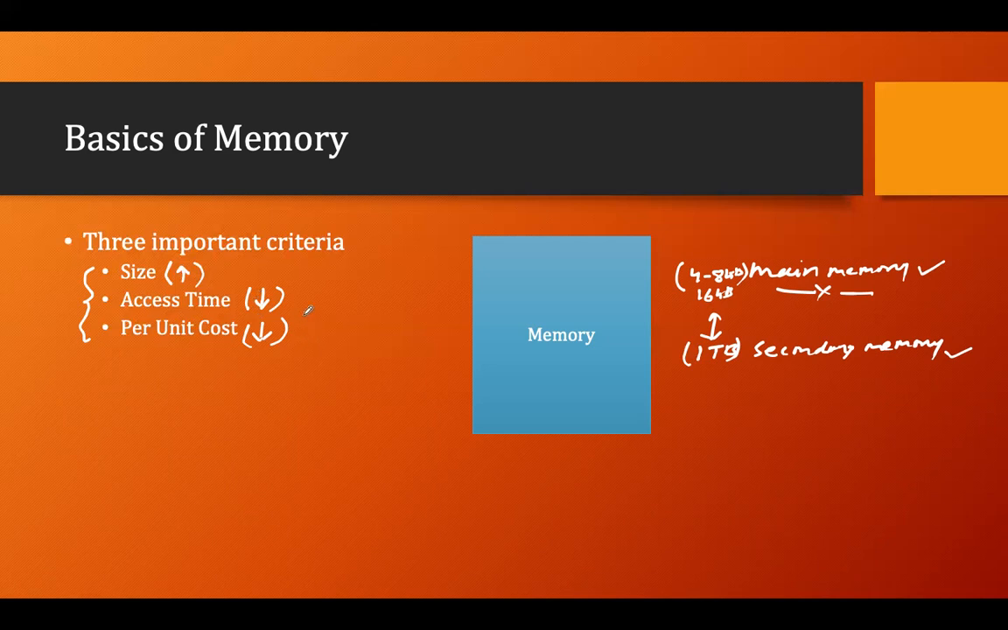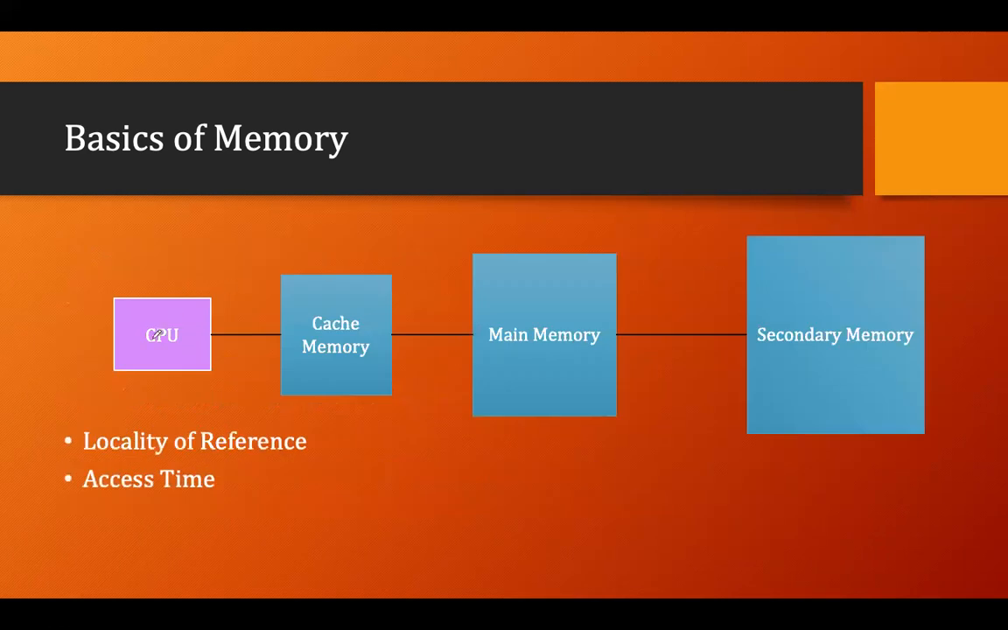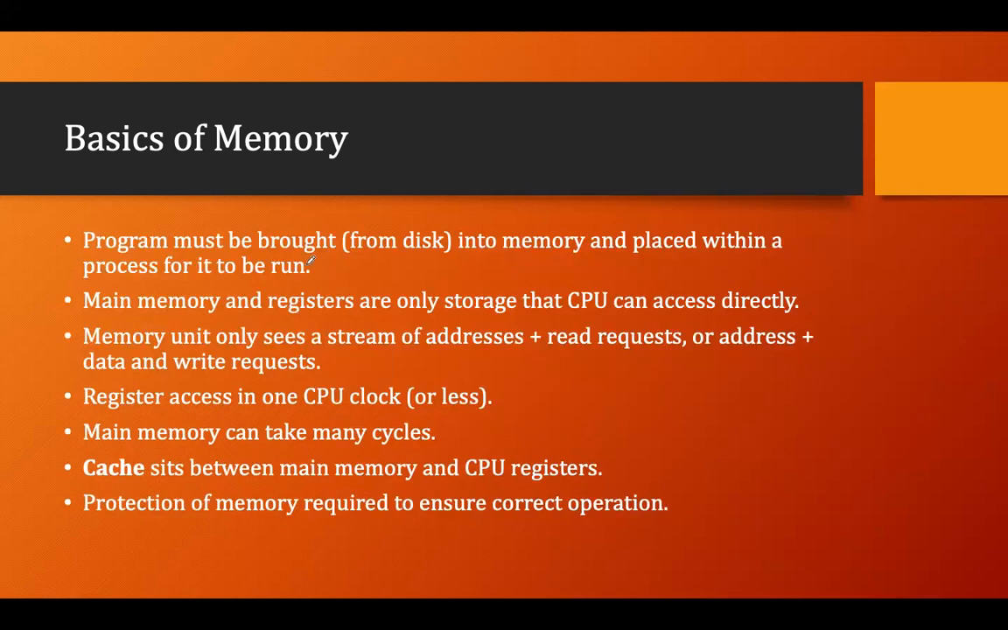So if we want to understand how the memory is working, we have the simple concept of the memory hierarchy. We have the secondary memory, which is attached with the main memory, and then we have the cache memory, and then we have the CPU and the CPU registers. It says that the program must be brought from the disk into the main memory and placed within a process for it to be run.